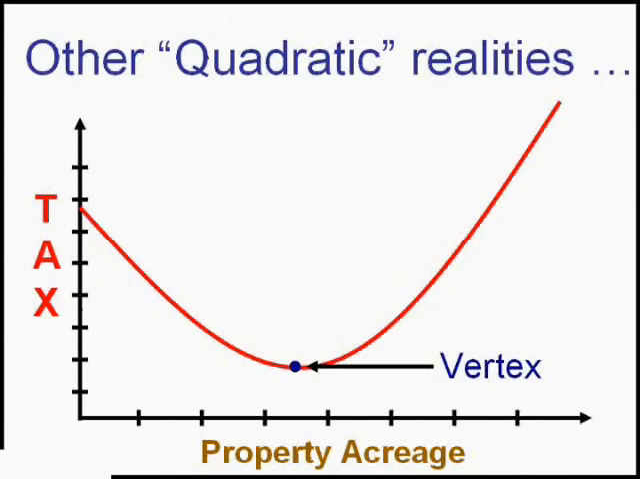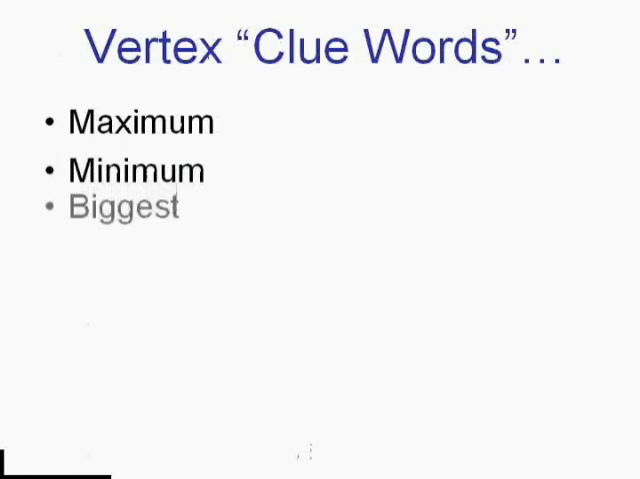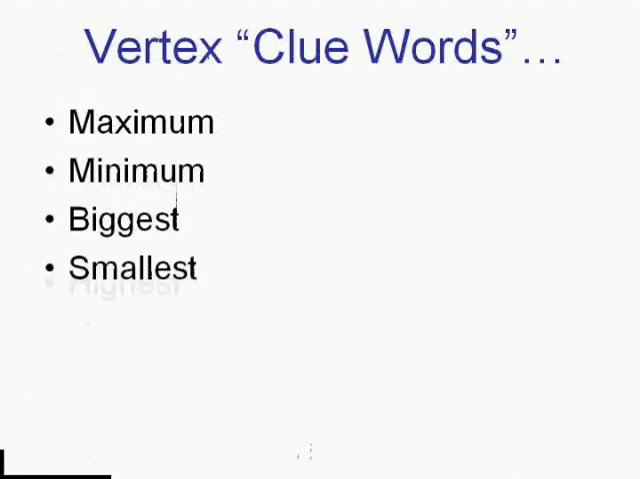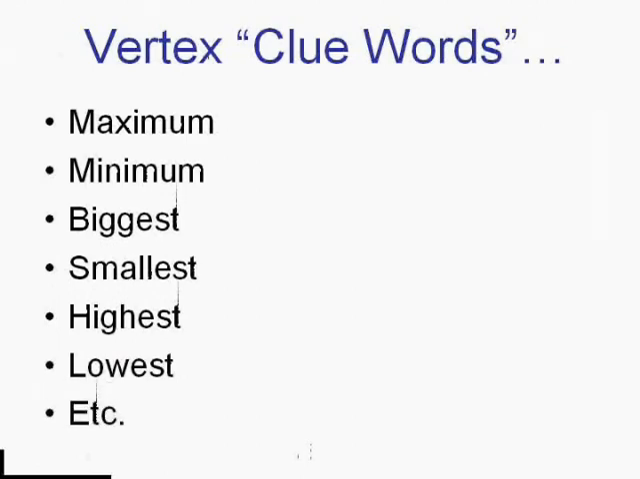Now, one of the confusing things for students is typically when do you use the vertex formula and when do you use the quadratic formula? Well, let me give you some clue words that'll help you. I hope you appreciate that whenever you're going to be looking for a maximum or the word minimum, biggest, smallest, highest, lowest, anything like that, you're going to be looking for the vertex, and you're going to use the vertex formula.